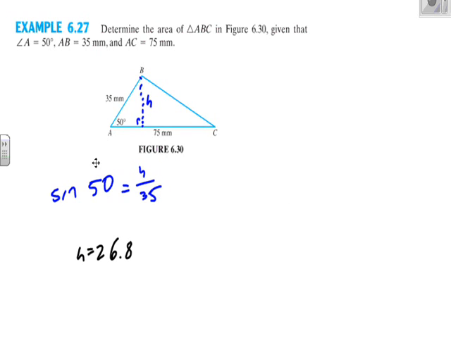The base is 75. So our area is 1/2 times 75 times 26.8. Multiply all of that out, we get about 1005. Since the units here were millimeters, and we found area, we multiplied, so we got millimeters squared.